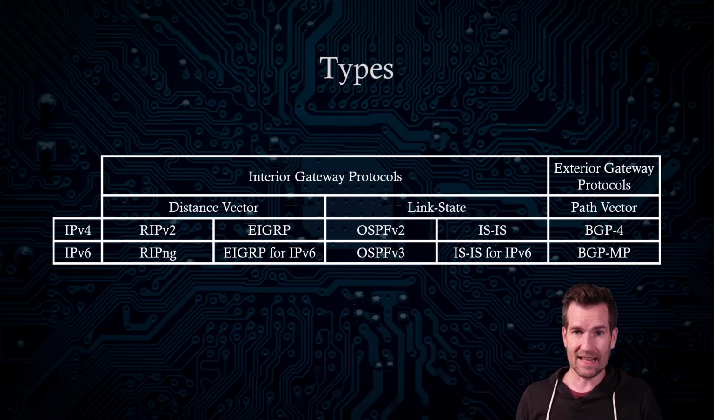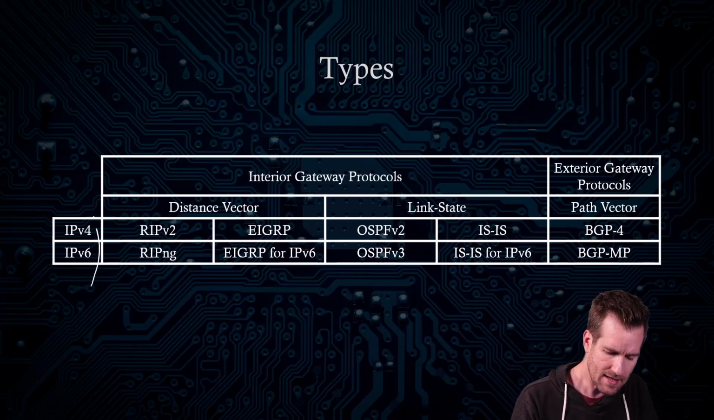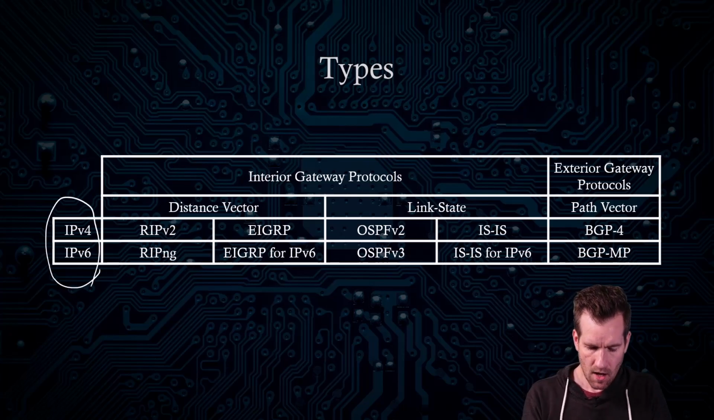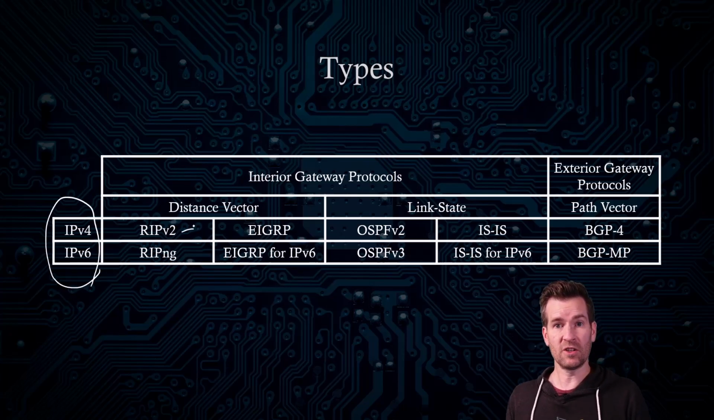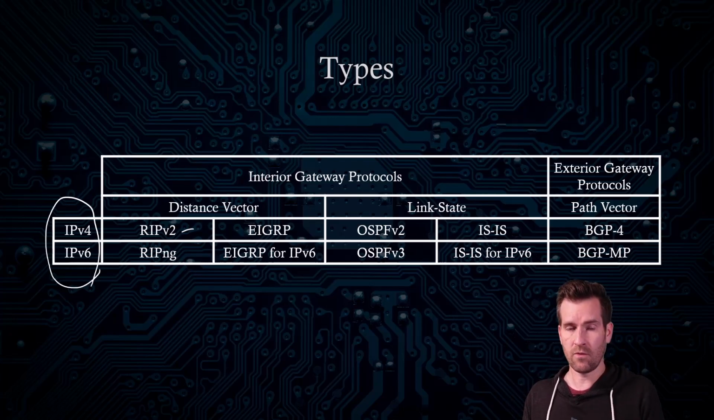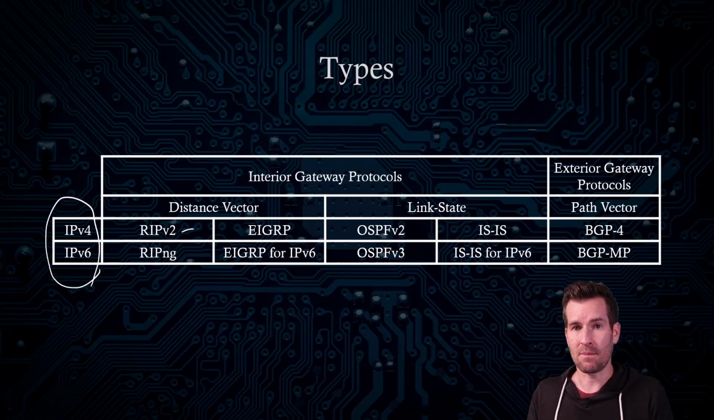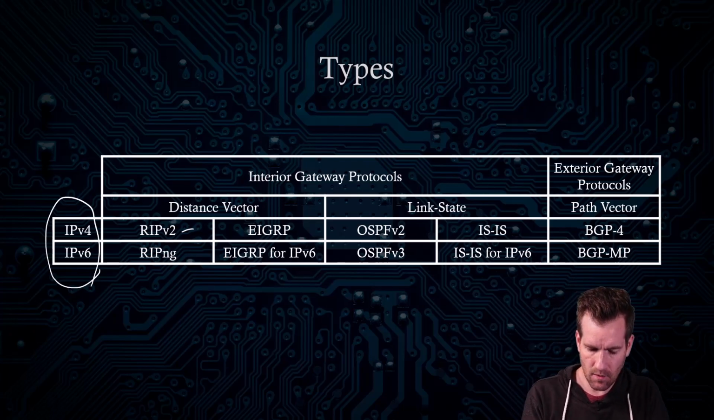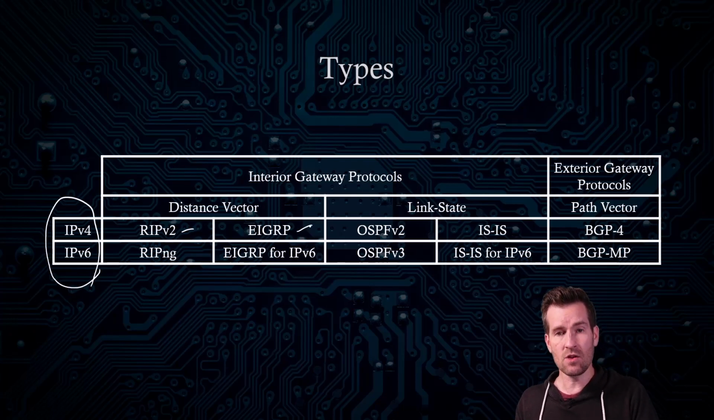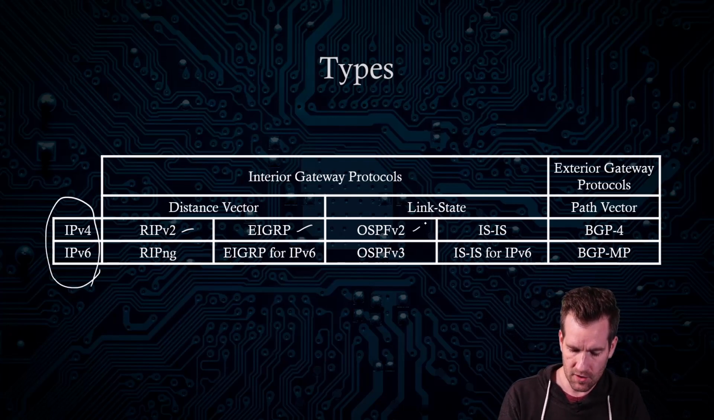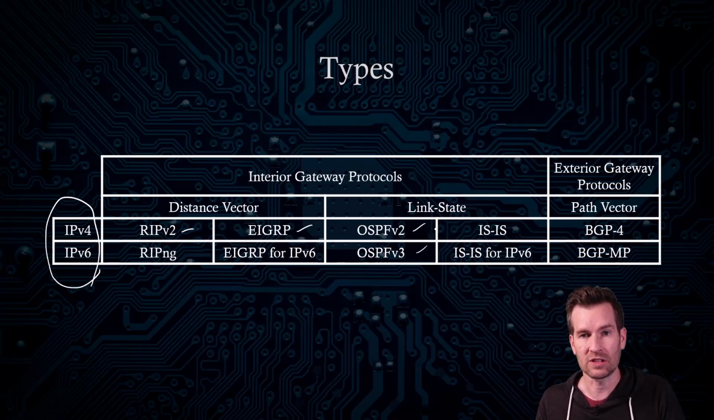So the first thing that's the most obvious here is IP version 4 versus IP version 6. RIP version 2 will handle IP version 4, versus RIPng, which is going to be IP version 6. Same thing with EIGRP and then EIGRP for IPv6. You have OSPF version 2 and you have OSPF version 3.